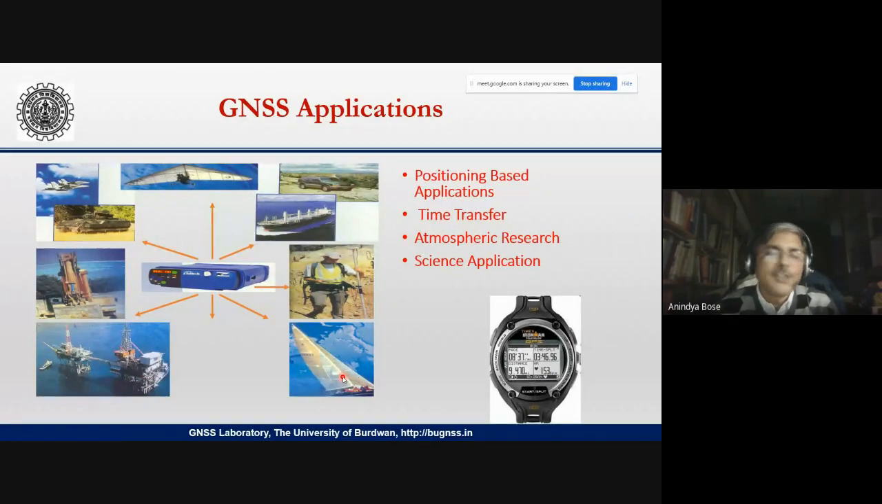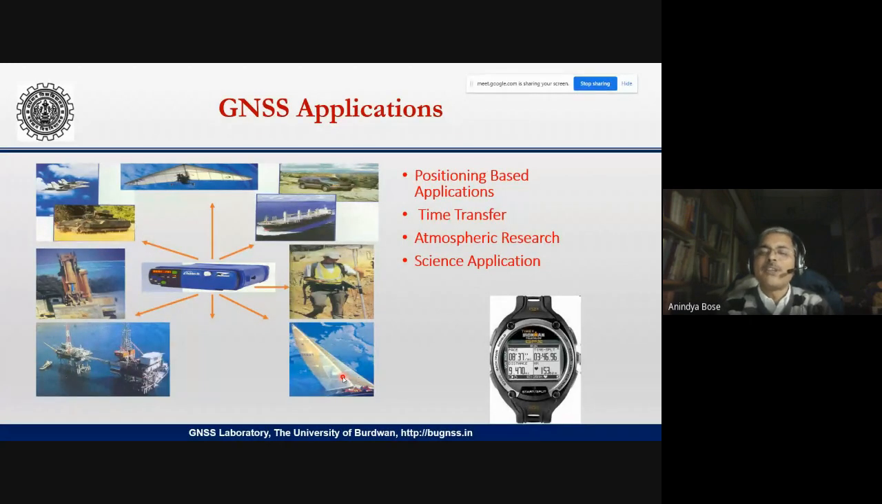After that, the full application part would be dealt with by Dr. Ashish Shukla from ISRO, and then the atmospheric research applications would be dealt with by another person from ISRO, and on the last day, the timing application would be dealt with by Dr. P. Banerjee. So just to have a feeling, if we look into the GNSS applications, we can subdivide them into basically 4 types of applications.